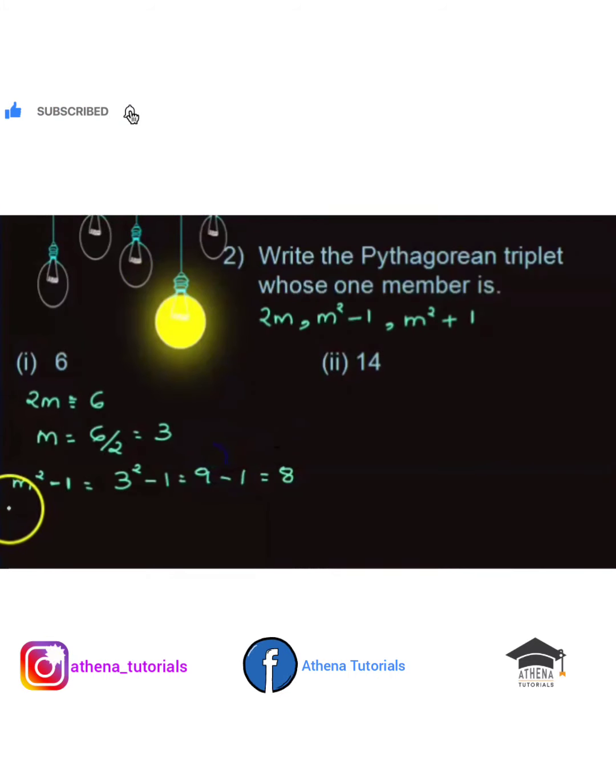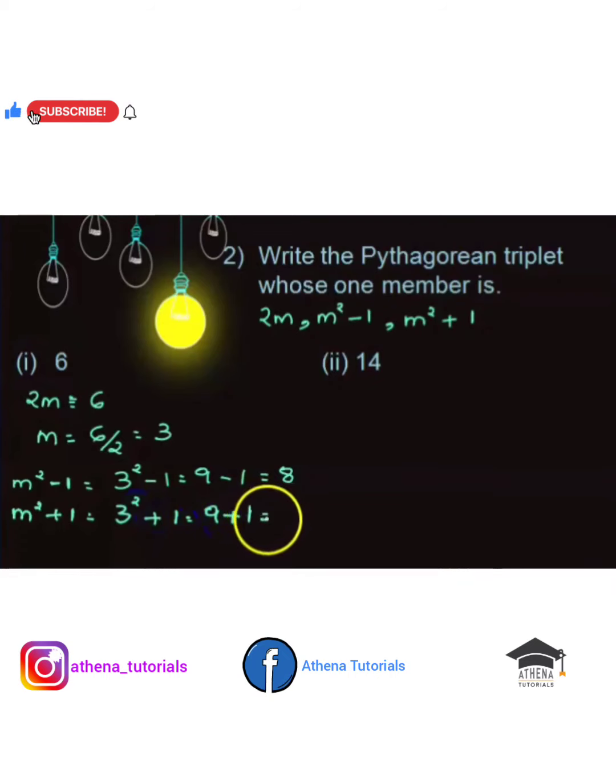Now m square plus 1, which will be equal to 3 square plus 1, that is 9 plus 1, which will be equal to 10. So the numbers are 8 and 10. So the first number is 6. 6, 8 and 10. Now let's continue with the next problem.